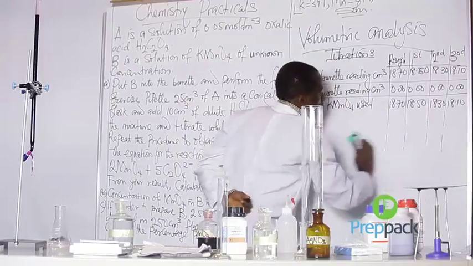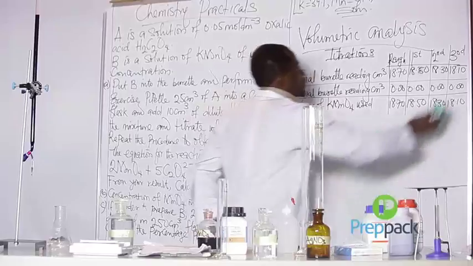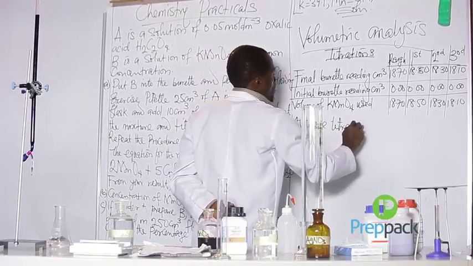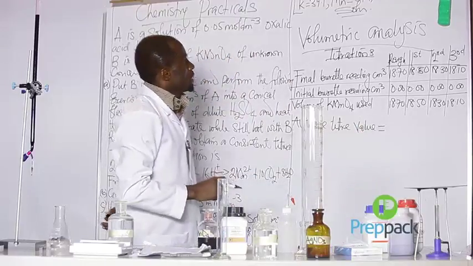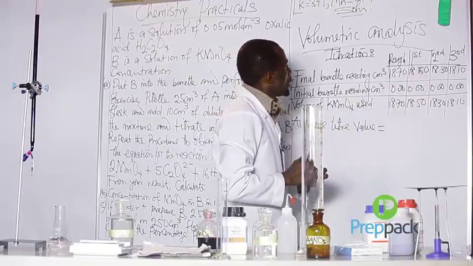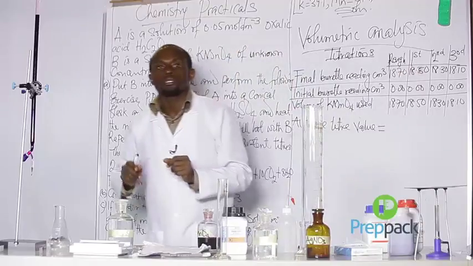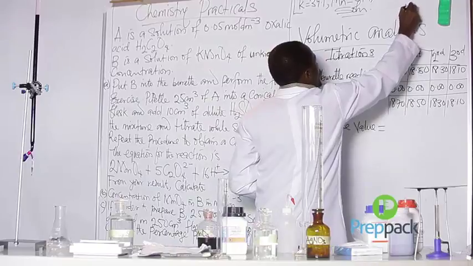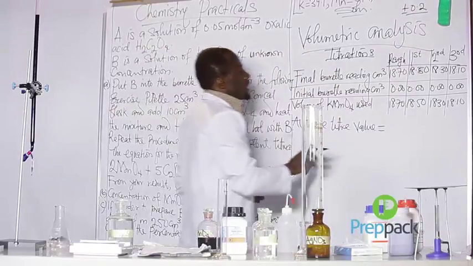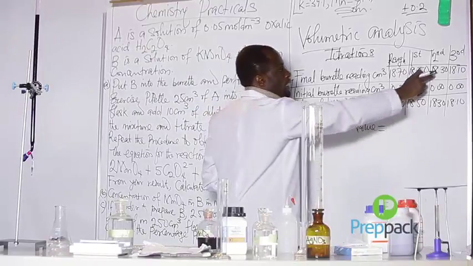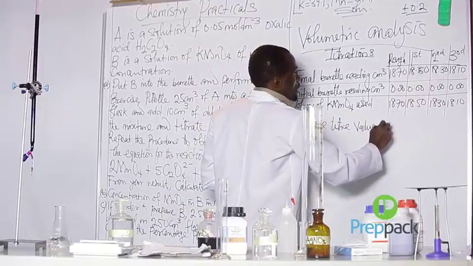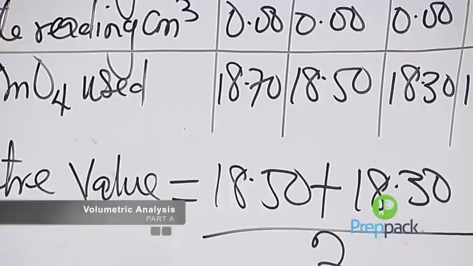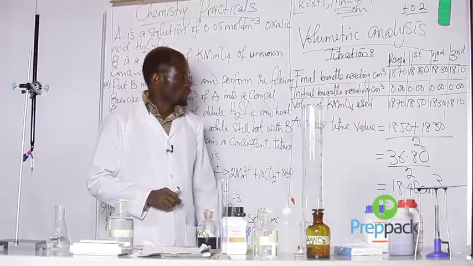Then, what else do I need to do? I'm to calculate the average titer value. I've gotten the volume of KMnO4 used. So the average titer value now becomes, I need to take two concordant values here, or three concordant values. But from what I've seen so far, I need to go for two values whose difference is either plus or minus 0.2. That's the standard. So the two values here are 18.50, which is the first titration, and 18.30, which is the second titration. So I'll go for 18.50 plus 18.30 divided by 2, which is the average titer value of the KMnO4 used for the reaction.